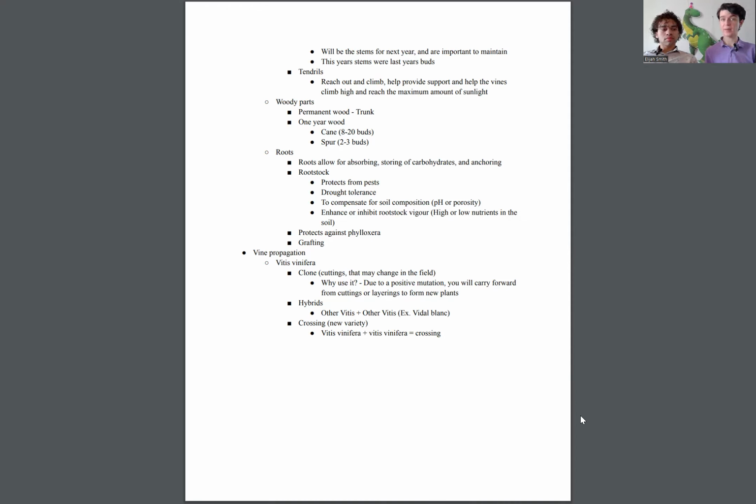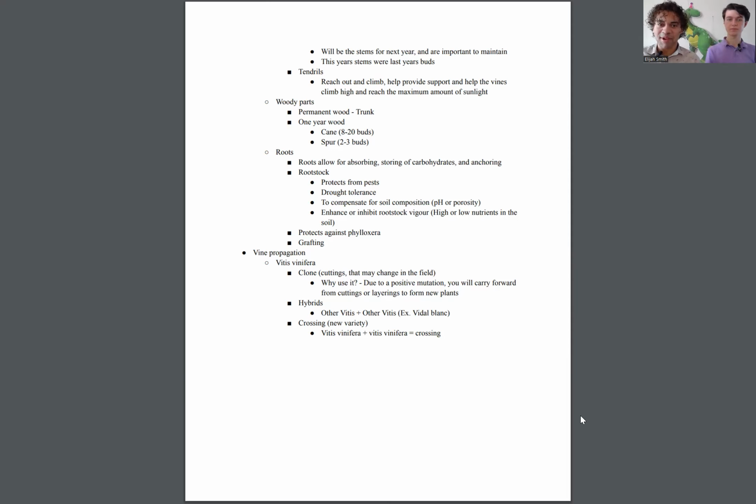So this year's stems that grow the vine, that grow the grapes and whatnot, were last year's buds, to put it like that. And the tendrils are actually like the viney part of the vine. They reach out and they climb trellises and they help provide support. Sort of like a tomato plant. Yes, like a tomato plant. They reach for the plant and they allow it to climb and overall maximize its sunlight exposure.